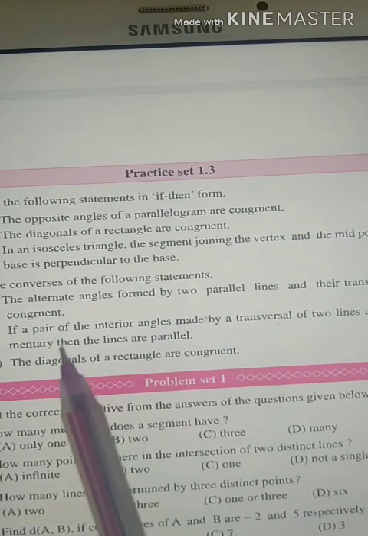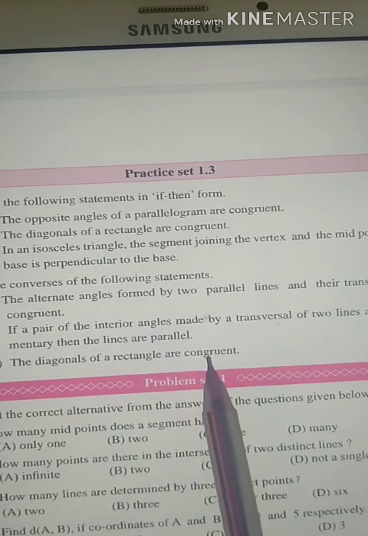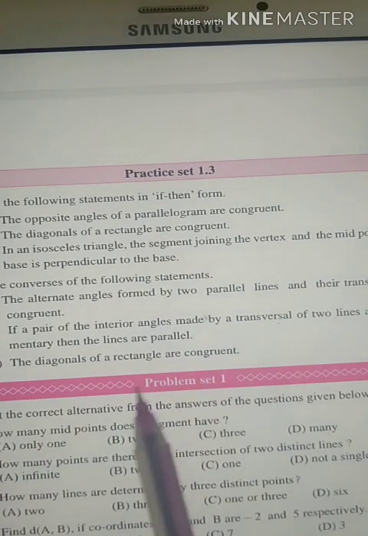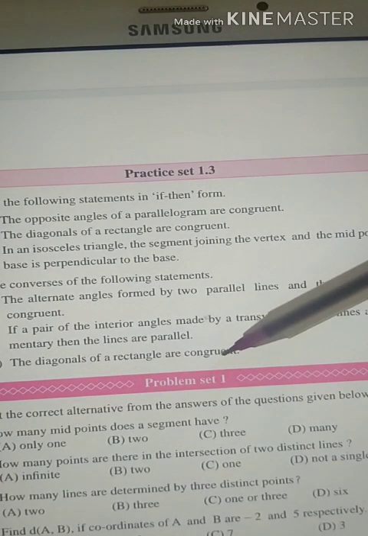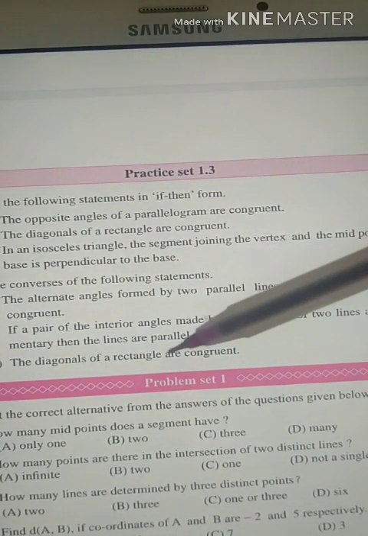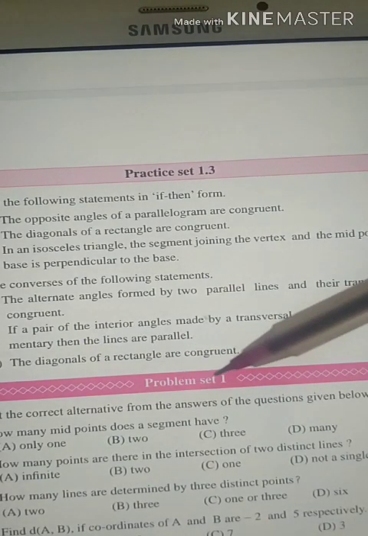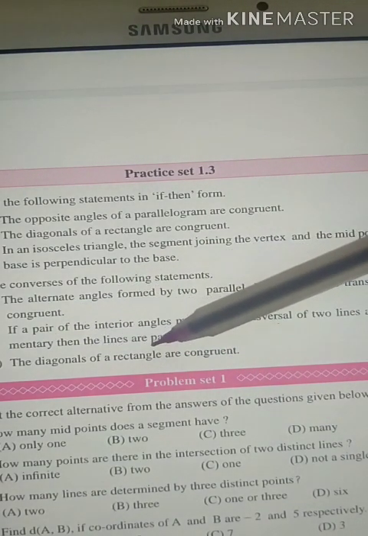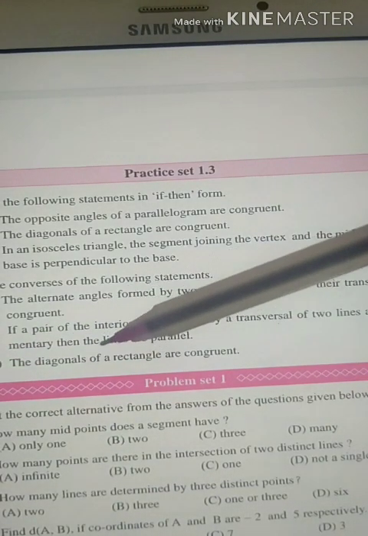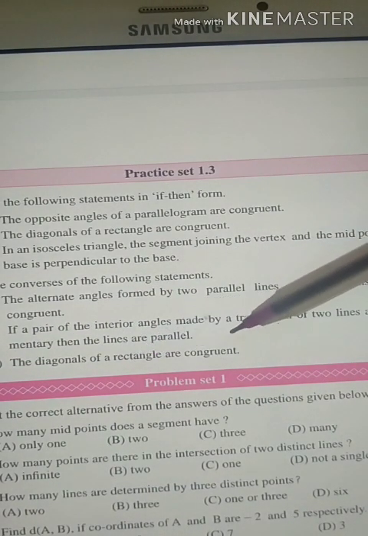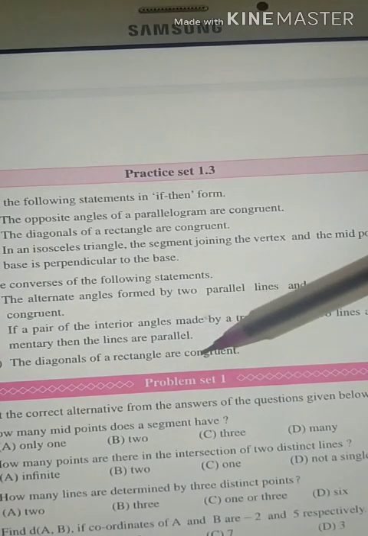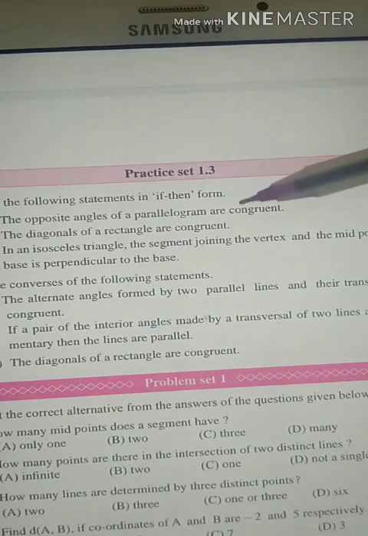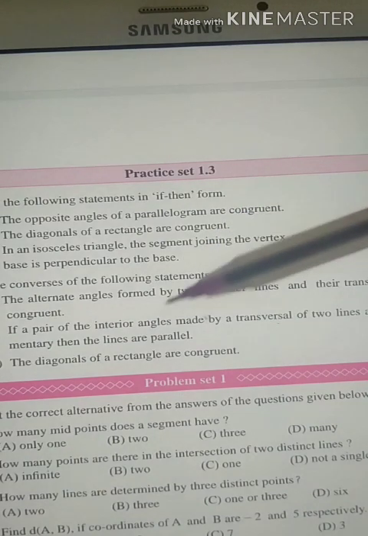Simple. Now the third one. The diagonals of a rectangle are congruent. Now, how will you write its converse? Here, the diagonals of a rectangle are congruent. You frame it in the form of "if" and "then". If the diagonals... a rectangle is a quadrilateral, no? If the diagonals of a quadrilateral are congruent, then it is a rectangle. Over? Okay.